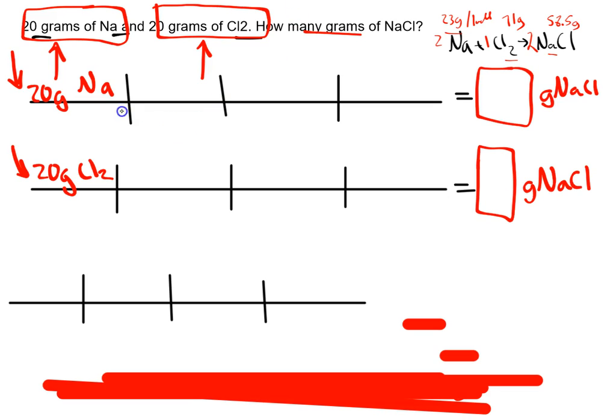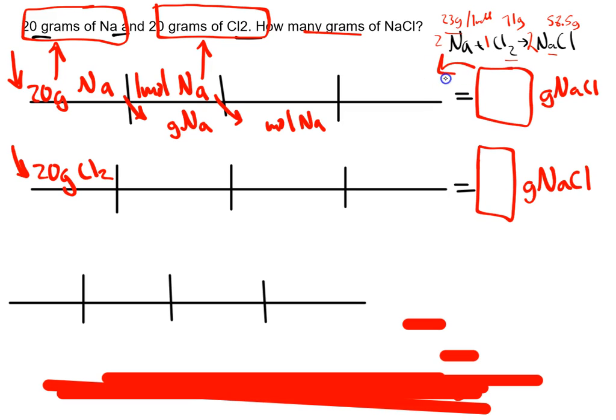Then I follow the picket fence process. I take the given and move it down here, grams of Na. Grams are always per 1 mole of the same substance. So then I bring my mole Na down here. And then that's where I get stuck, so I work in reverse.